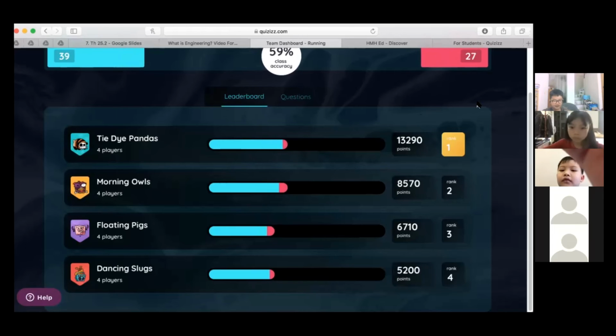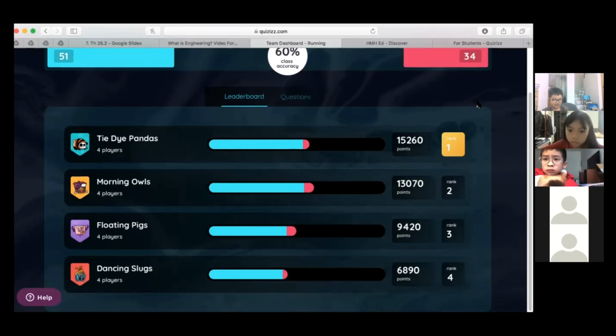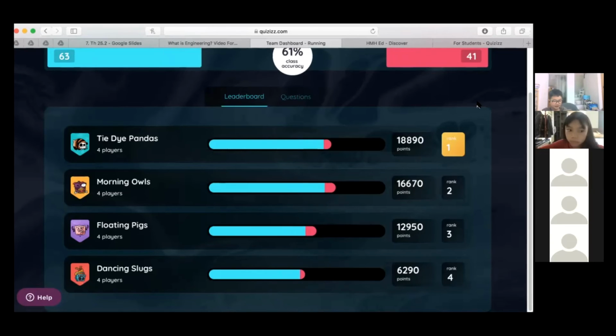Dancing Slugs is about to pass Floating Pigs. Make sure you get all your questions right and activate all your points. Oh, Morning Owls is getting close to Tie-Dye Pandas. Oh, it's close. Morning Owls and Tie-Dye Pandas, first and second, are so close.